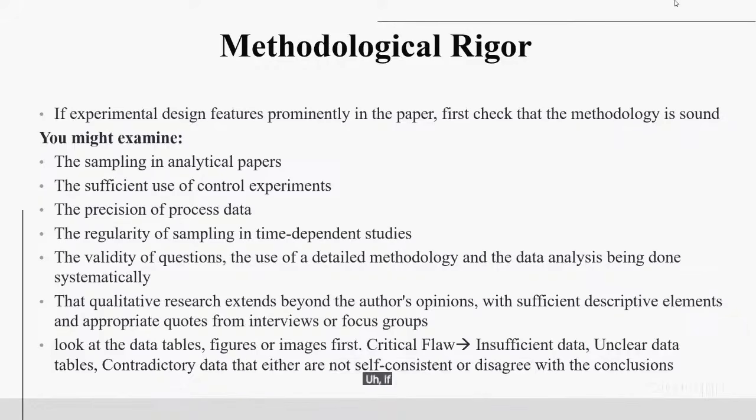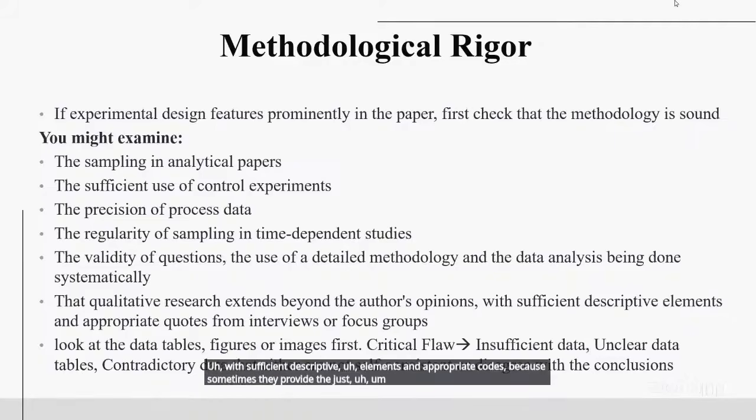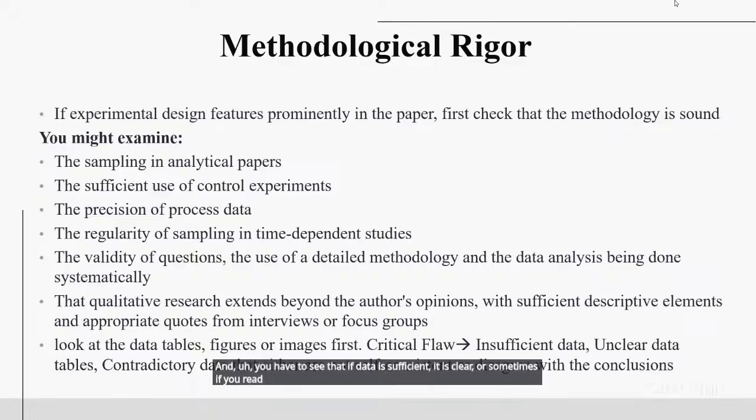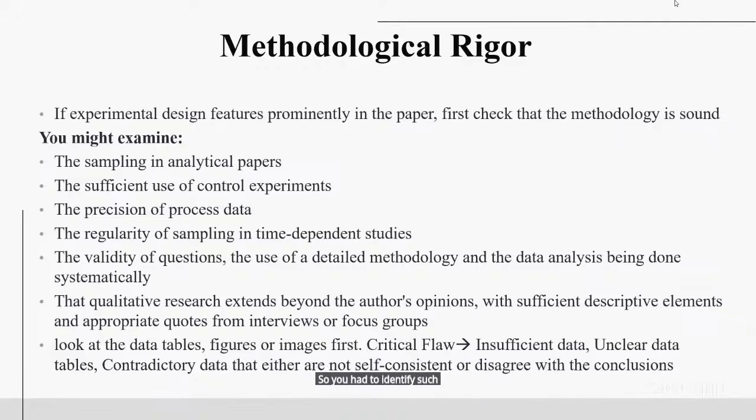If it is qualitative research, then it should extend beyond the author's opinion, with sufficient descriptive elements and appropriate quotes, because sometimes they provide just general statements, but there should be appropriate quotes from the interviews or focus group discussions. Similarly, you have to see the tables, figures, and images, and see whether the data is sufficient and clear, or sometimes if you read the tables, there is some contradictory data as well. So you have to identify such types of vagueness.